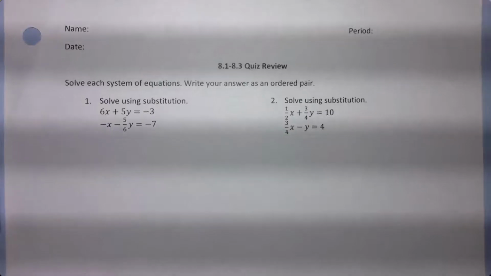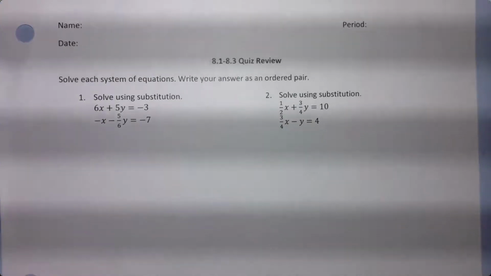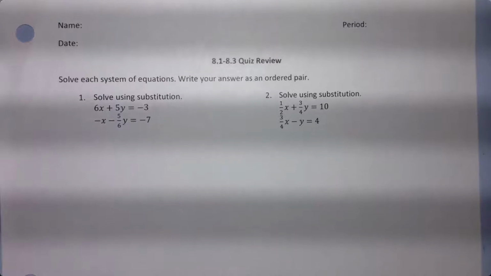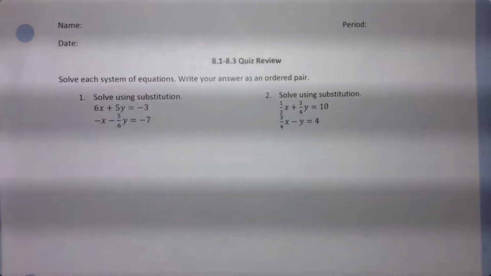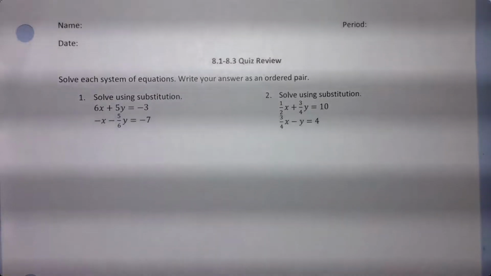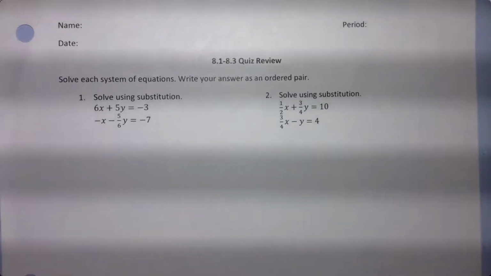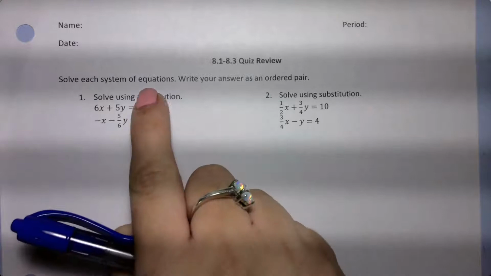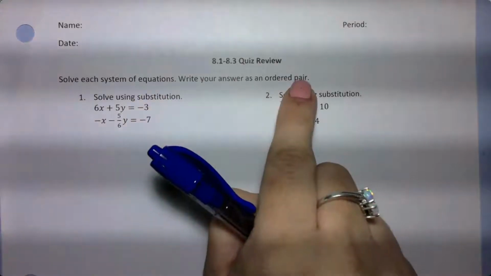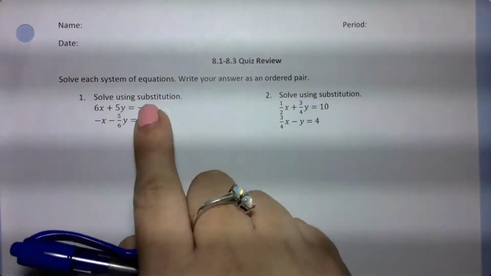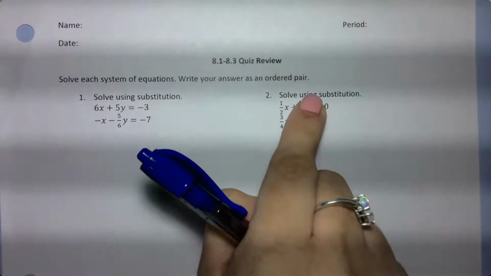Okay, so in this video, I'm going to be going over the 8.1 to 8.3 quiz review. The actual quiz, each question will be worth 2 points, 1 point for using the correct method, and 1 point for the correct answer. This wants me to solve each system of equations and to write my answer as an ordered pair. Number 1 and 2 want me to use substitution.